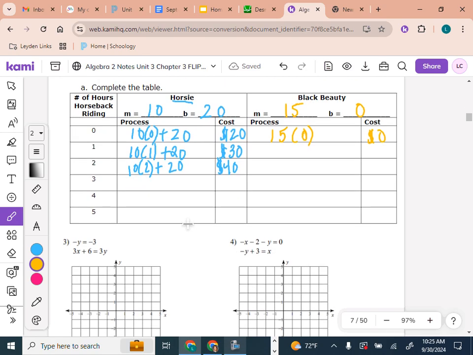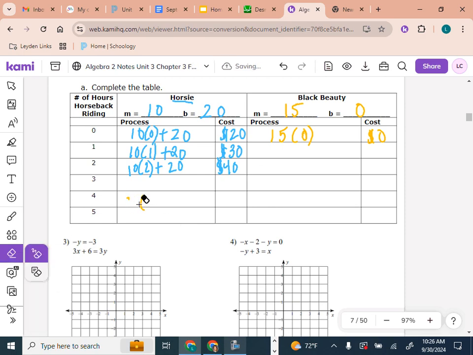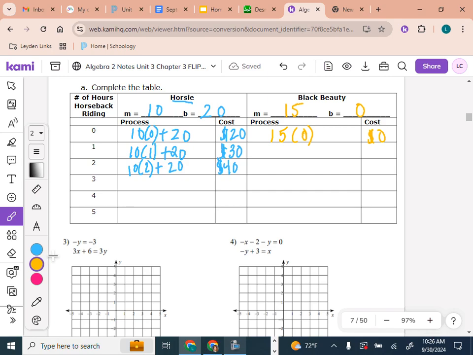Okay, where do they cost the same? At 4. How much do they cost at 4? $60, right? 10 times 4 is 40 plus 20 is 60. And here, 15 times the number, it's going to start costing me more, right? So 15 times 4 is 60.